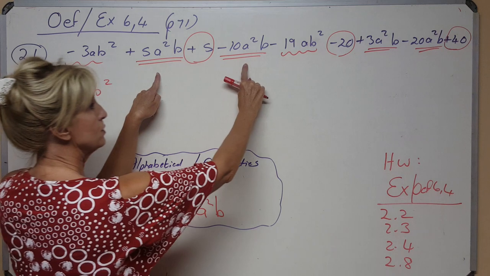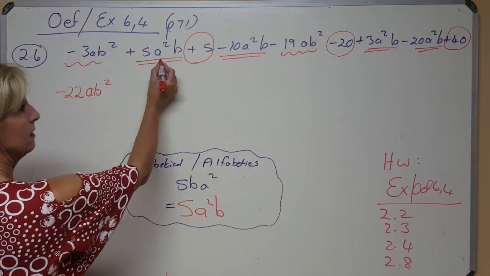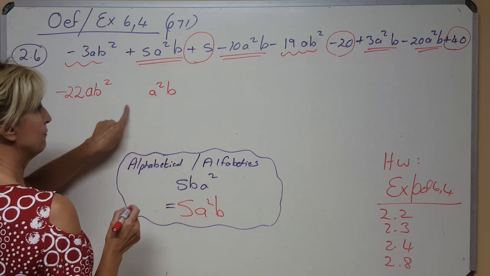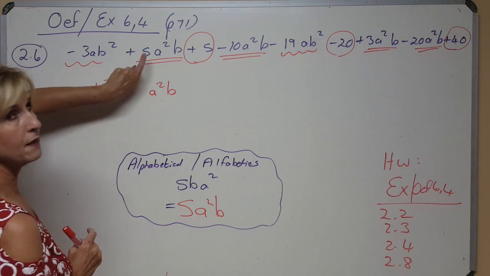Now I'm going to look at these ones with the double lines, those like terms, I'm going to add them. There's going to be a certain number of A square B, but I have to find out how much. Because I'm going to add the coefficients.